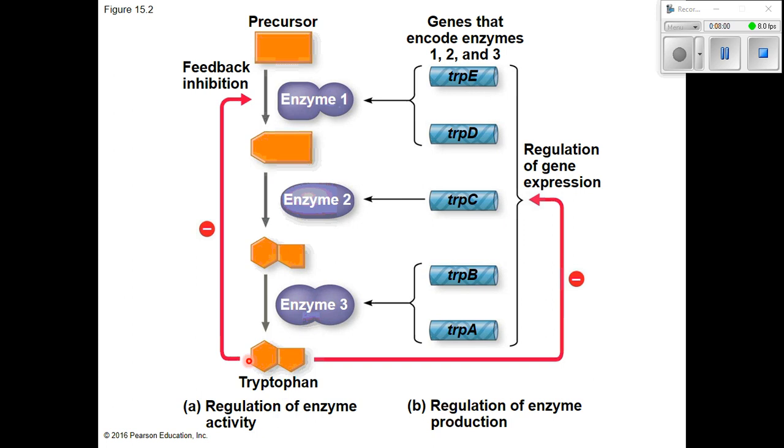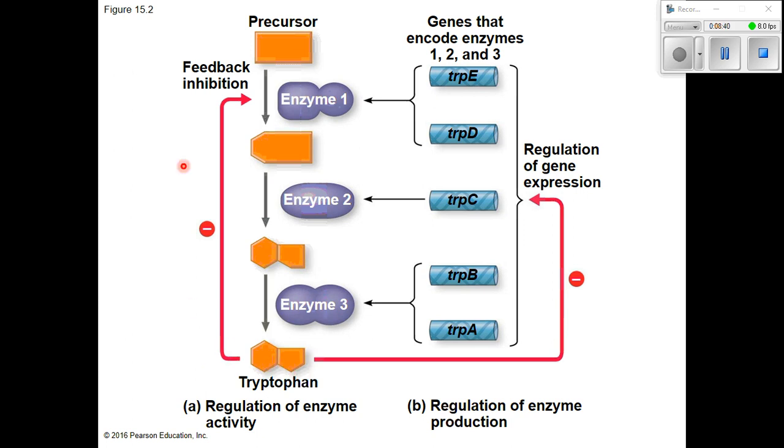So if there's a large amount of tryptophan in the E. coli cell, some of those tryptophan molecules will kick off a series of events that shuts down the transcription of these genes. That means these three enzymes will temporarily not be produced by the cell, and without these enzymes, this pathway shuts down. So two separate ways that the tryptophan synthesis pathway can be temporarily shut down.